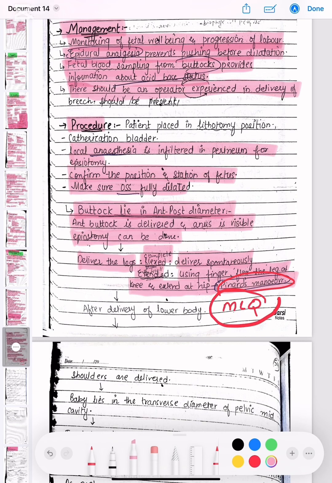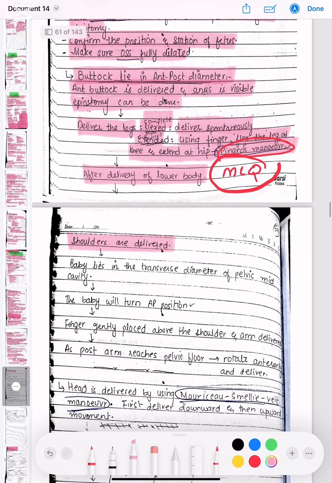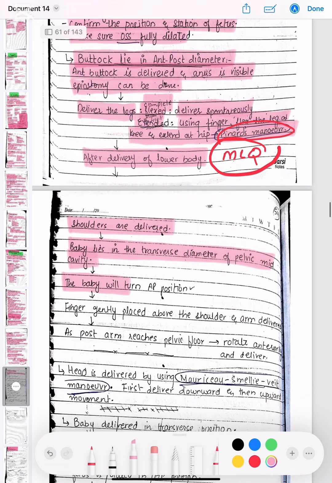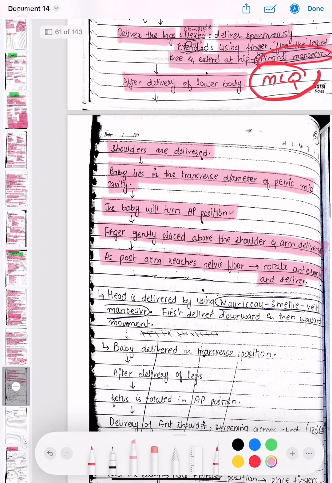After delivery of the lower body, the shoulders are delivered. The baby lies in the transverse diameter of the pelvic mid cavity. The baby will turn to the anterior-posterior position. A finger is gently placed above the shoulder and the arm is delivered. As the posterior arm reaches the pelvic floor, rotate anteriorly and deliver.